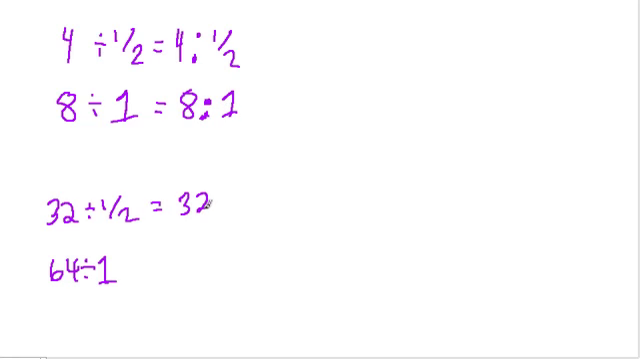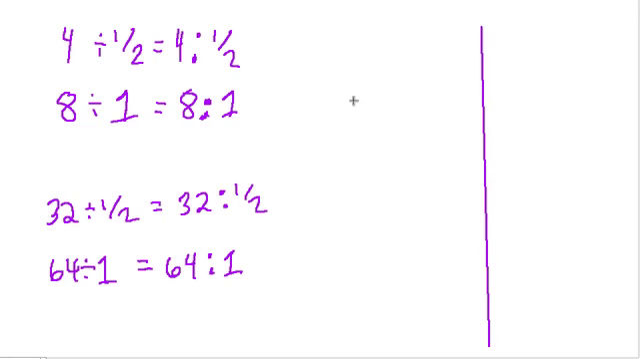Here, this could be 32 for every 1/2. That's a ratio. And this could be thought of as 64 for every 1. We're just rewriting these as ratios. And then we'll set up a little ratio table here. And you can use all kinds of context here. I'm going to just use paint cans.